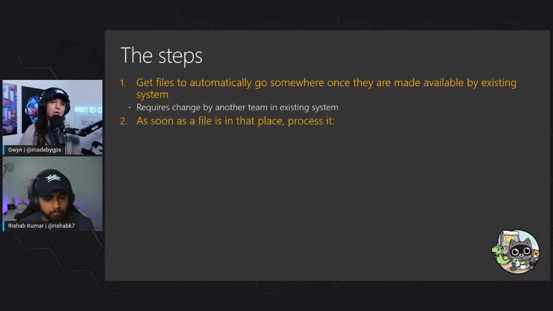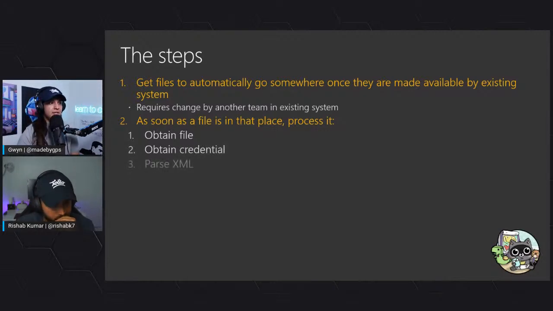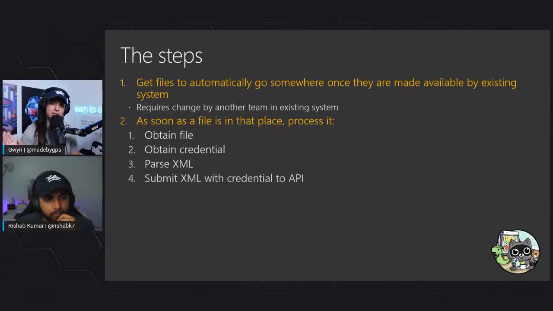The second step is that as soon as a file is in that place, we need to process it. The process is obtaining the file. Then we need to obtain the credential. Then we need to parse the XML, because these files were XML data and that API was expecting XML. Then we needed to submit the XML with the correct credential to the API. If the API returned a successful response, we needed to archive the file because it's been processed. We don't need it anymore.